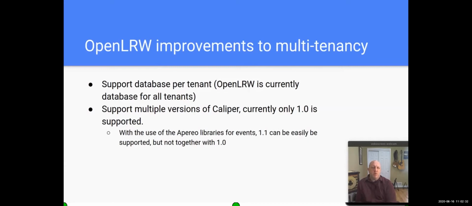So enhancements that we're looking for: support for database per tenant. As I said before, we are technically multi-tenant, but it's all in one database or one physical MongoDB instance. We think that probably going forward, a full multi-tenant solution would allow for a single tenant per database and physically separate them. Eventually, we want to support multiple versions of Caliper. Currently, only 1.0 is supported. With the use of Apereo libraries for events, 1.1 can easily be supported, but not together at the same time with 1.0.